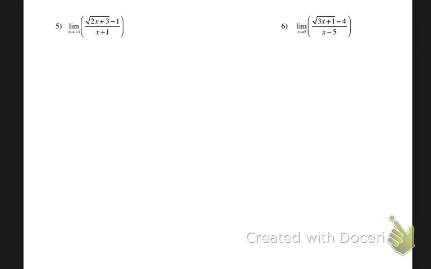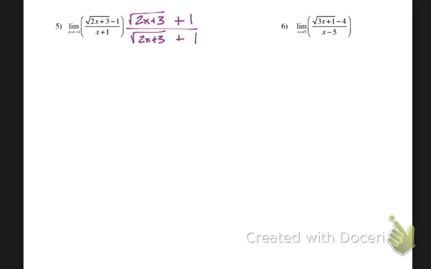Example number 5, the first thing you always do is try direct substitution, and if you get 0 over 0, that's when we need to take some more steps. So we do get 0 over 0, and I see some square roots, so we are going to have to multiply by the conjugate. So the conjugate is square root of 2x plus 3 plus 1, and whatever we do to the top, we have to do to the bottom.